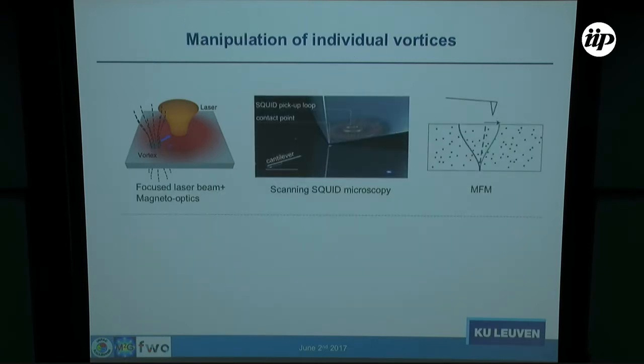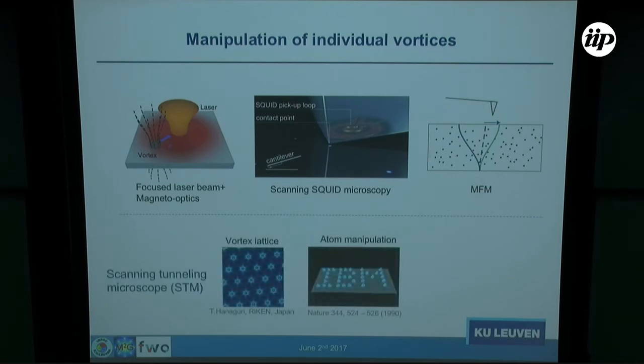So besides these techniques that are used to manipulate individual vortices and to directly realize the vortices, actually there is another powerful technique which is often used to study the vortex method, that is scanning tunneling microscopy. I think there's no need for me to introduce the power and the ability of what the STM can do. So the question is whether it is possible to manipulate individual vortices with STM like these techniques can do. The answer is yes, but how?